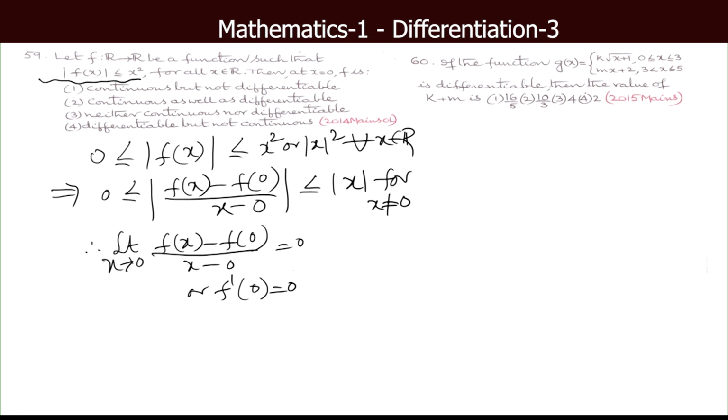So f is differentiable at x equal to 0, and therefore it is also continuous, because differentiability implies continuity. Therefore, at x equal to 0, f is continuous as well as differentiable, second option.